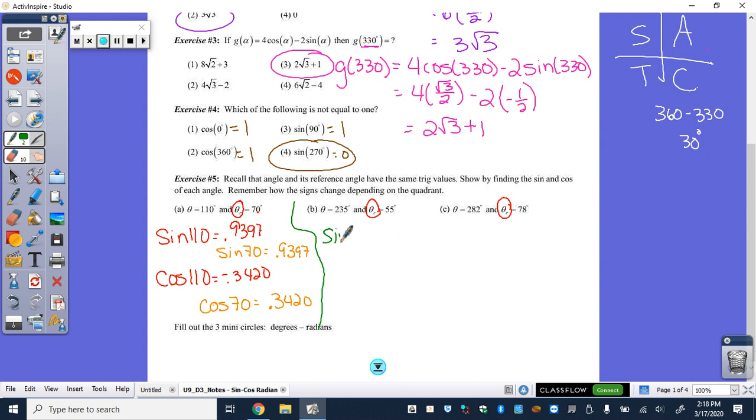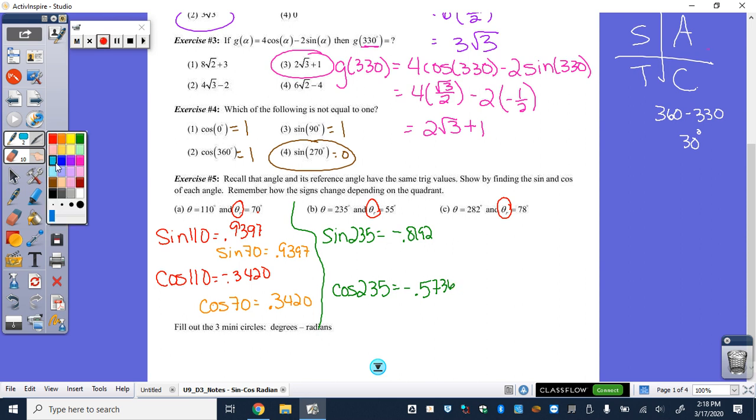So for 235, sine of 235 would be negative 0.8192. Again, I'm using my calculator in degree mode. So you can pause and use your calculator in degree mode. So then, sine of 55, again, it's going to be the same decimal, but 55 is in quadrant 1, which is going to make it positive. Same thing with our cosine. So it's the same decimal values, just the signs change depending on which quadrant we are in.